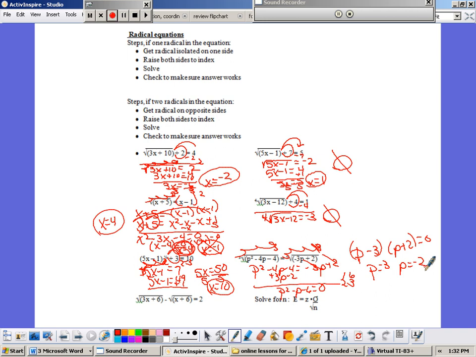Now this had an odd index. So the primary and secondary will work. Take my word for it. If I put 3 in and I put -2 in, they both work. So the answer is P equals 3 or P equals -2.